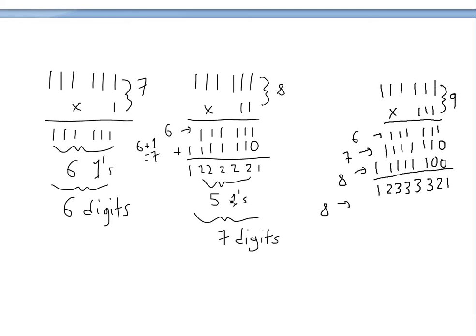So I made a mistake here. This is 5 2s, not 5 1s. I don't know what I was thinking there. So basically there's 5 2s right there. So in this case now there is 4 3s. So you see the pattern.